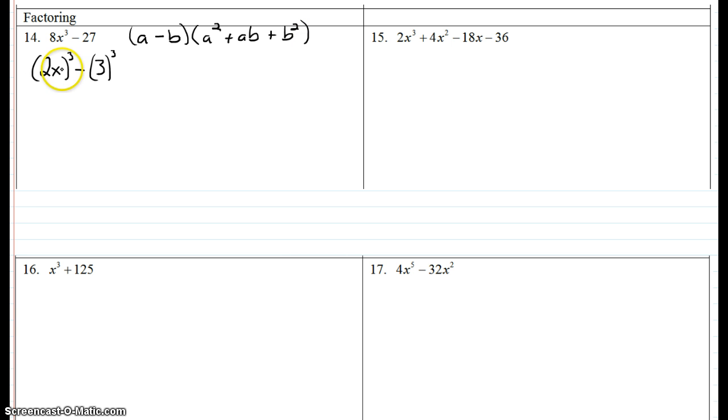And since we've already broken it down, we can just go ahead and let this be a, this be b, and just replace everything. So a is 2x, b is 3, so 2x minus 3. And for the video I'm going to show you guys, I'm just going to do it step by step. So a is 2x, so this is going to be 2x squared plus ab, and so a is 2x, b is 3, and then plus b squared.